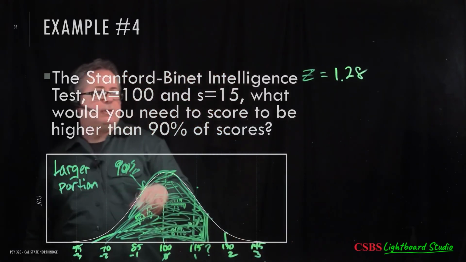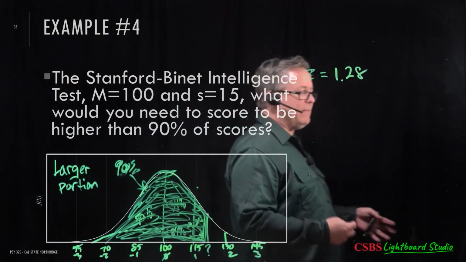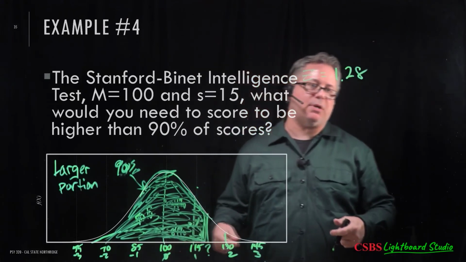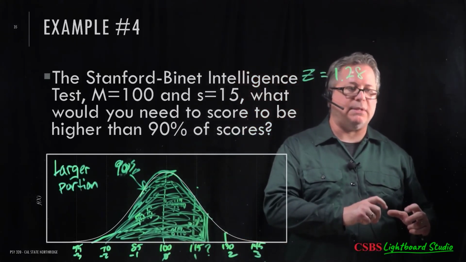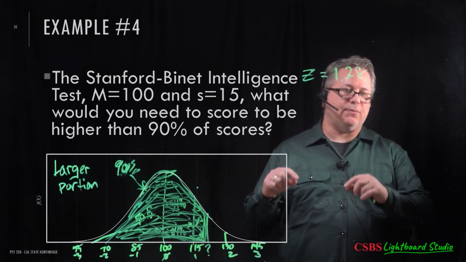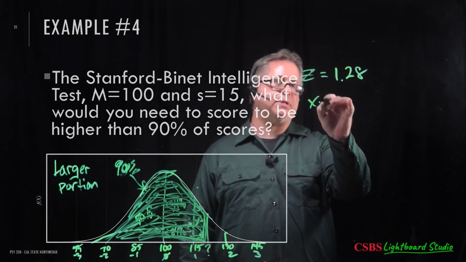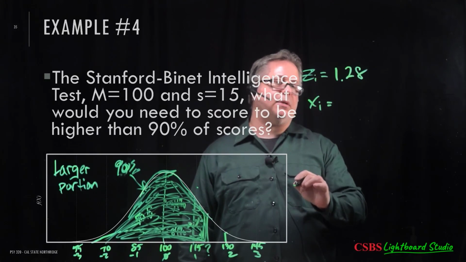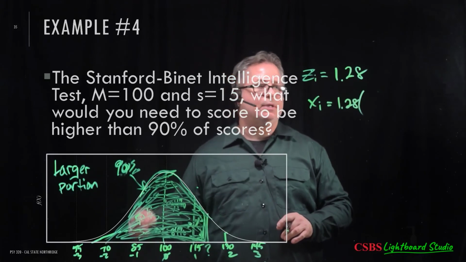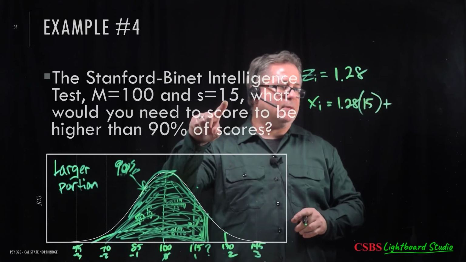But it says, what would you need to score on the IQ test? So what IQ do you need to have? Not your z-score, it wants to know what IQ. So I need to convert this over. Thinking about the have-need chart, I started with my table E10. I converted it to a z-score, so I did the first step. Now I need to convert the z-score back to a raw score. So to get my raw score, I'm going to use my z-score, 1.28, times my standard deviation, which is 15, plus my mean, which is 100.